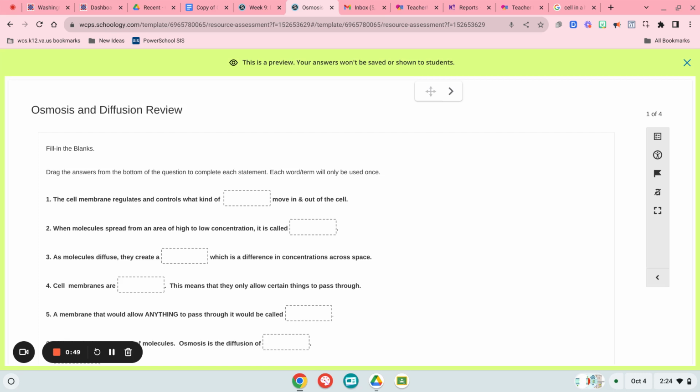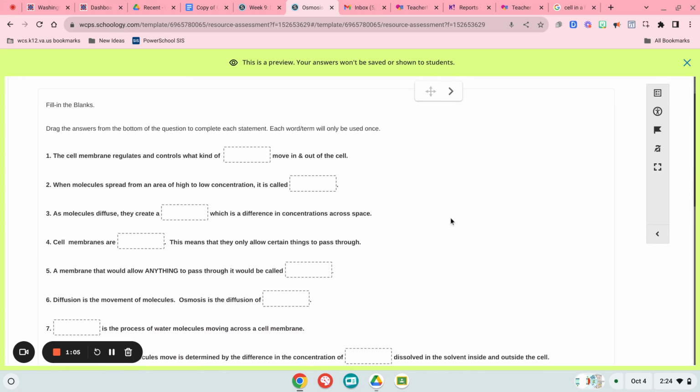Number two, when molecules spread from an area of high to low concentration, it's called this. So this is a general term that you can use to describe that movement of high to low, or with the concentration gradient. Number three, as molecules diffuse, they can create this, which is a difference in concentrations across space. When you get into the specifics, this is where we start looking at percentages of solute inside of the cell compared to the percentages of solute outside of the cell in the solution.